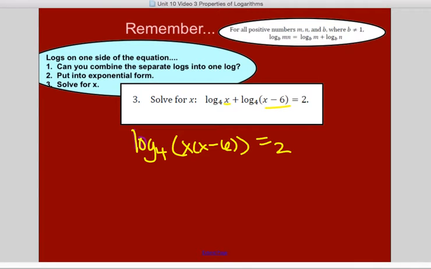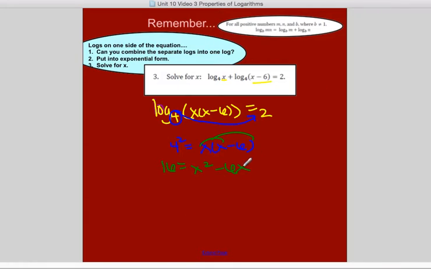Now we have to go back to our exponential form. Remember, it's 4 to the second is equal to what's left in here. So 4 squared is equal to x times x minus 6. Let's simplify. 4 squared is 16. If I distribute, I get x squared minus 6x. Now we have a quadratic. Remember, to solve a quadratic, you have to have 0 on one side, so I'd subtract the 16 over to the other side.